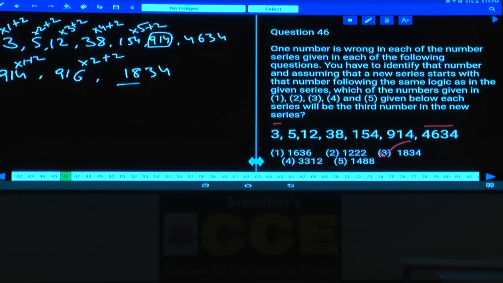Now the question is about what? Identify the third number in the next series. Clear now? Now first we should identify the wrong number in the original series, starting with the wrong number as the first number in the second series, applying the same logic as followed in the previous one, then we should identify the third number in the next series.